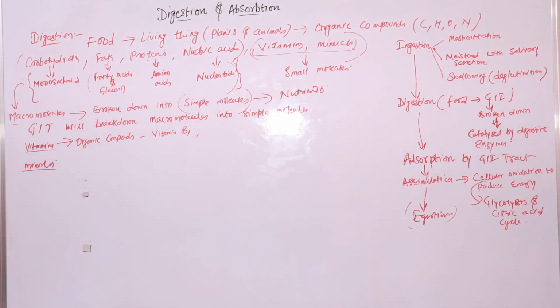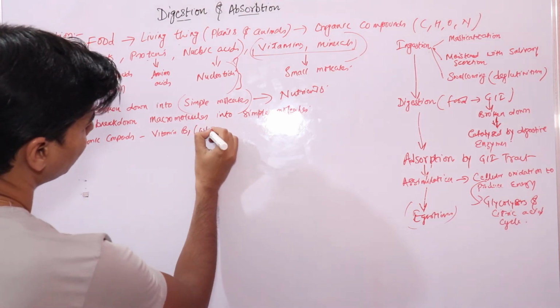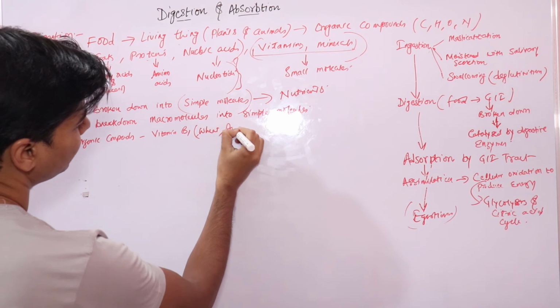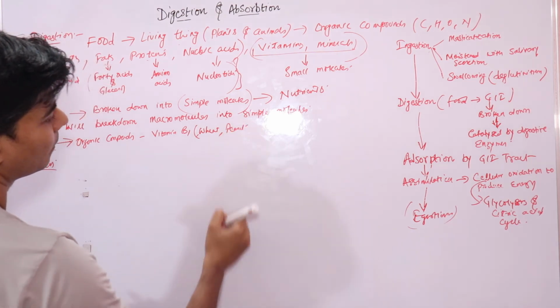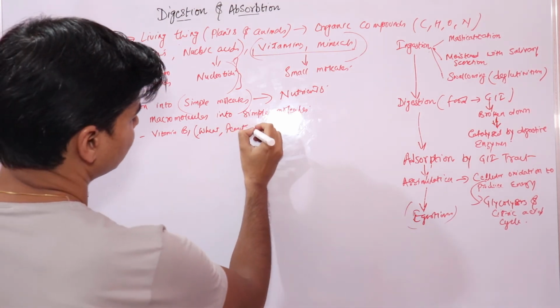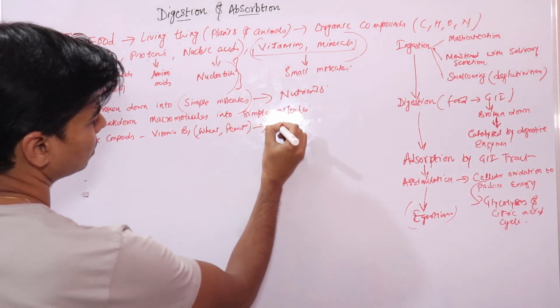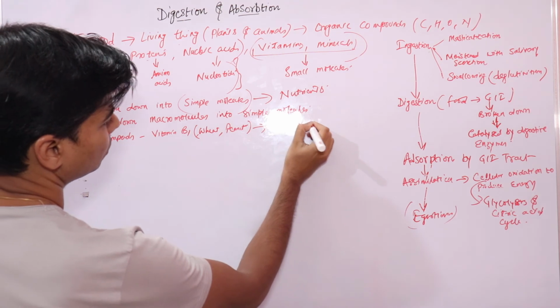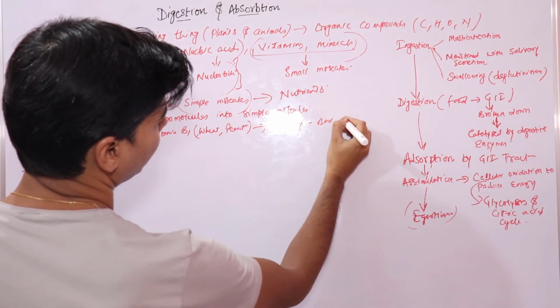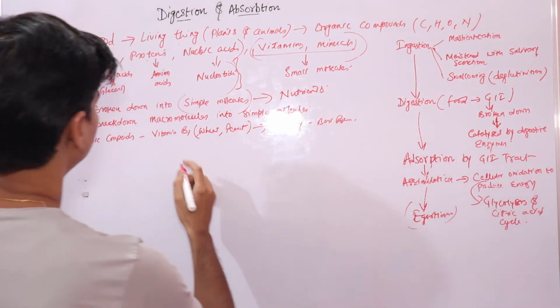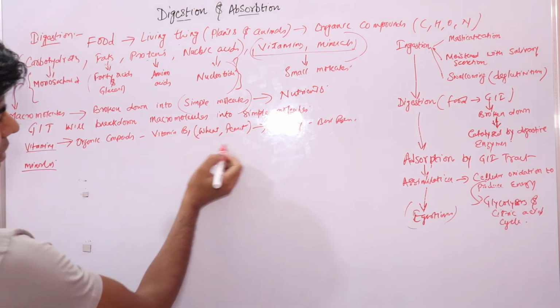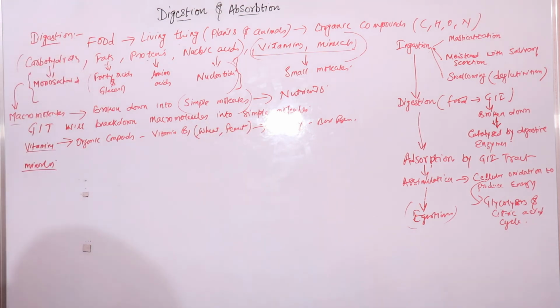You can get it from wheat and peanuts. You get vitamin B1 from wheat and peanut, not from eggs and all. And the deficiency will cause a disease known as beriberi. Vitamin B1 is also known as thiamine.